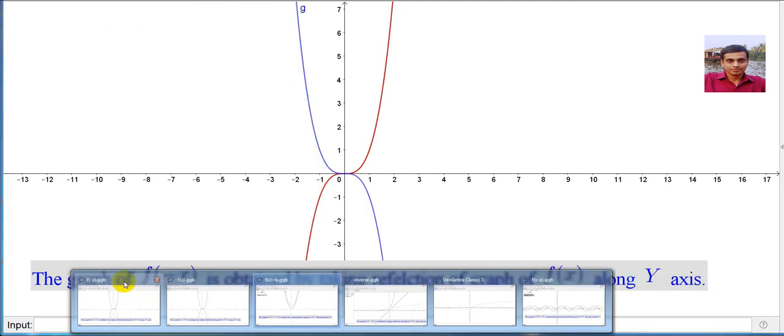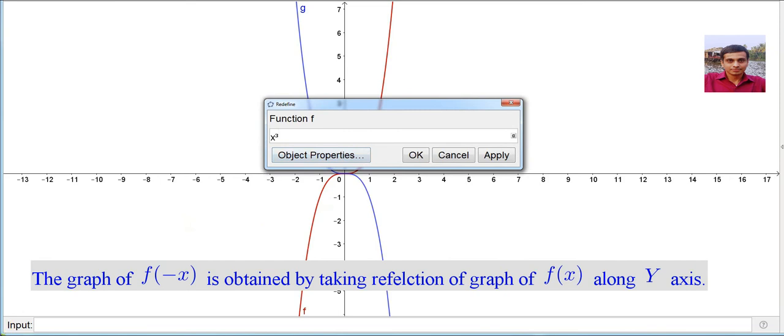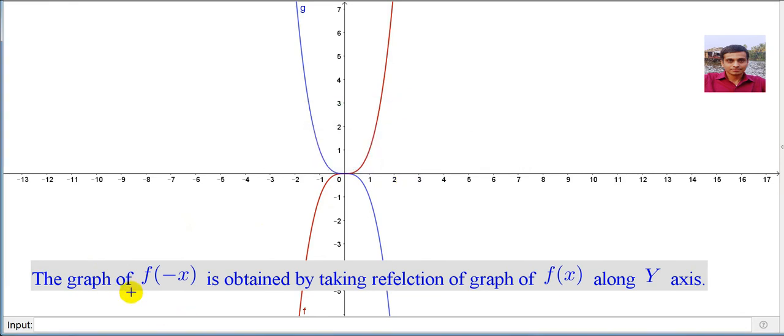Let us proceed to the next relation. It is the graph of f of minus x. Here, the graph in blue color is that of x cube. Now, we want to plot the graph of f of minus x, that is minus x cube. So, how to obtain the graph of f of minus x by knowing the graph of f of x? In order to obtain the graph of f of minus x from the graph of f of x, we have to take reflection of the graph of f of x along the y-axis.